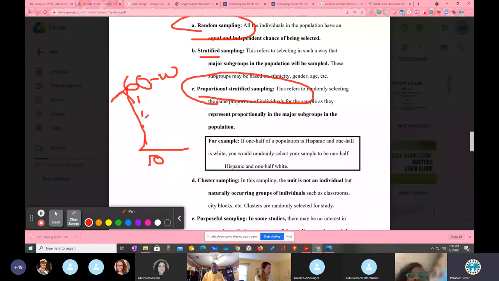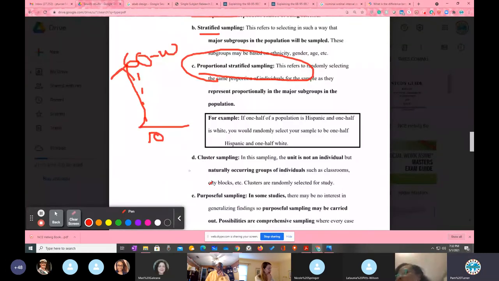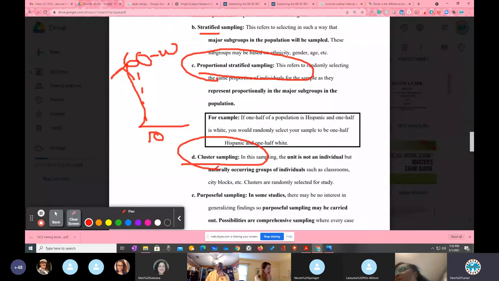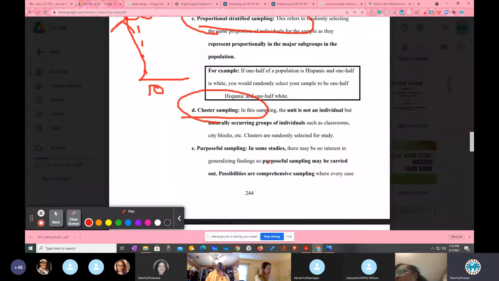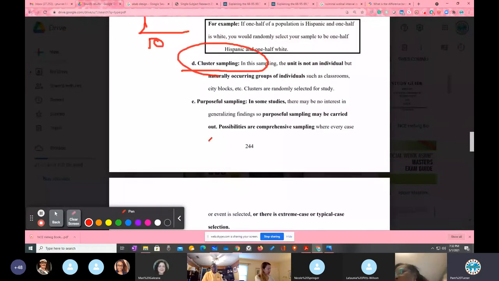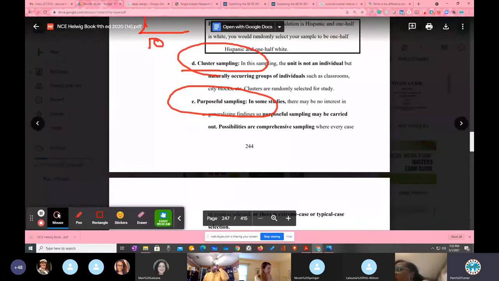That is proportional. That means I'm looking at the exact number of people in my bigger group to make sure I get the right number. Cluster sampling really is geographical. Okay, so I'm looking at people who live on the same street, all the 5th grade classrooms at the end of the hallway. They're geographically located. Purposeful sampling, again, when I did my research, I was only looking for people that graduated from my program. So it wasn't everyone in America had a chance. It really was just based on people that purposely would be in my study. It was randomized, but it was still very much purposeful.